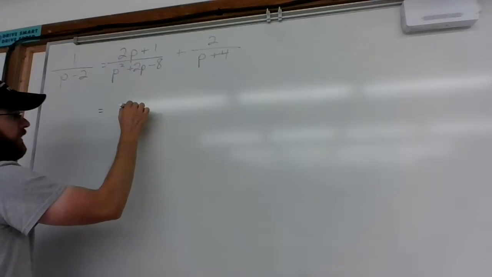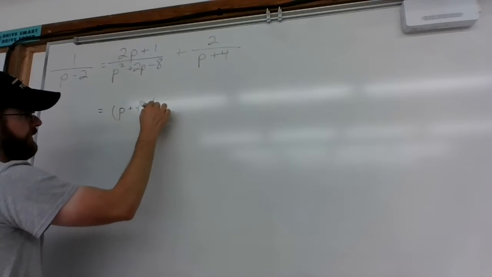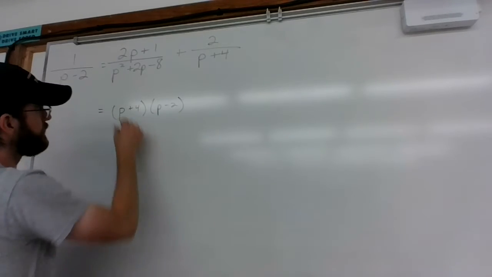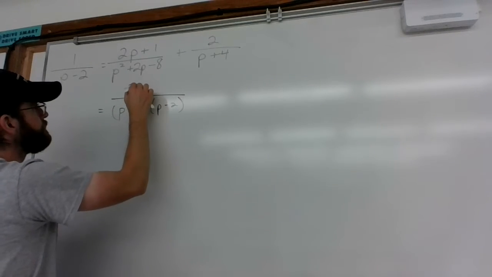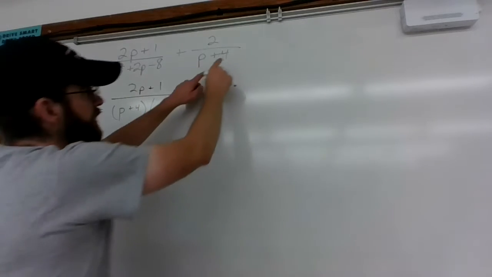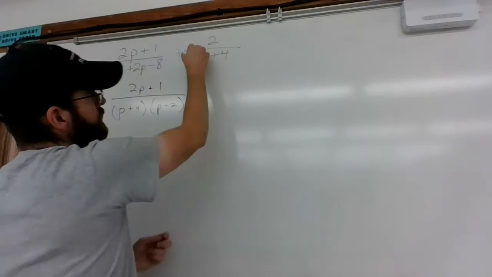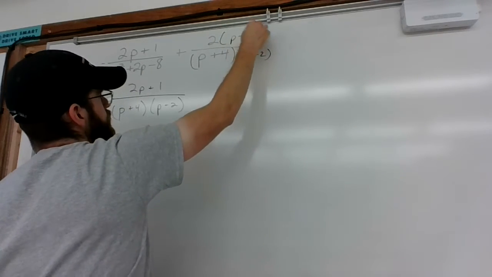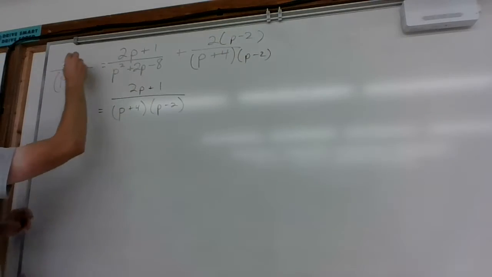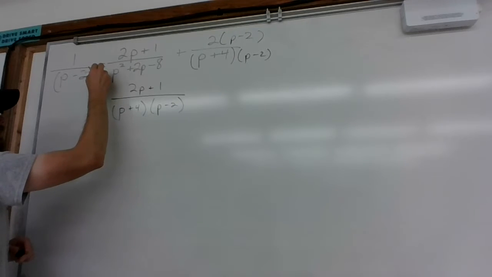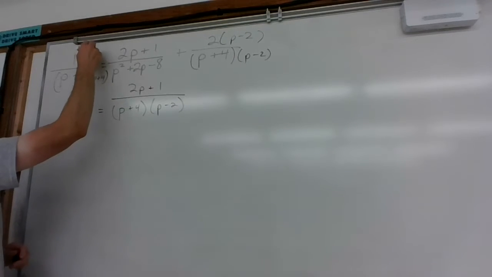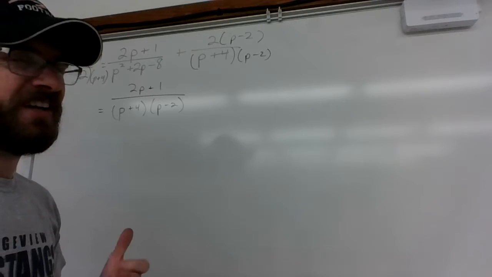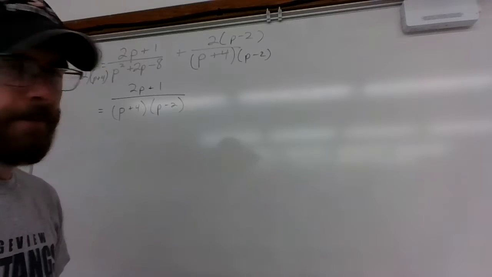P plus 4 times p minus 2 is p squared plus 2p minus 8. Which means this one needs a p minus 2. And this one needs a p plus 4. And once you do that, there's not a lot of legwork that goes beyond that.